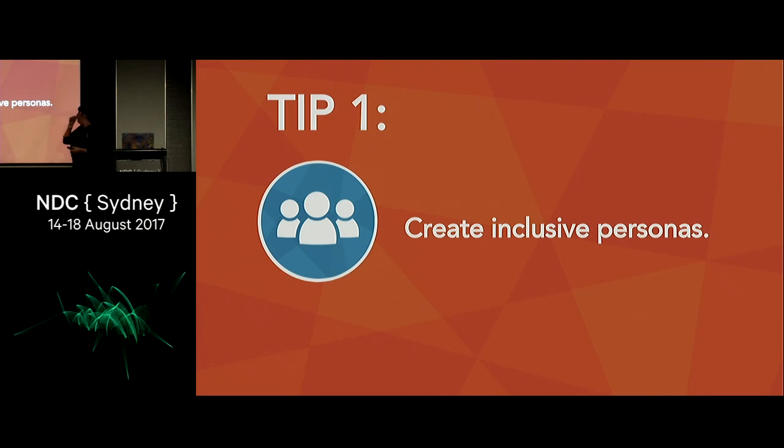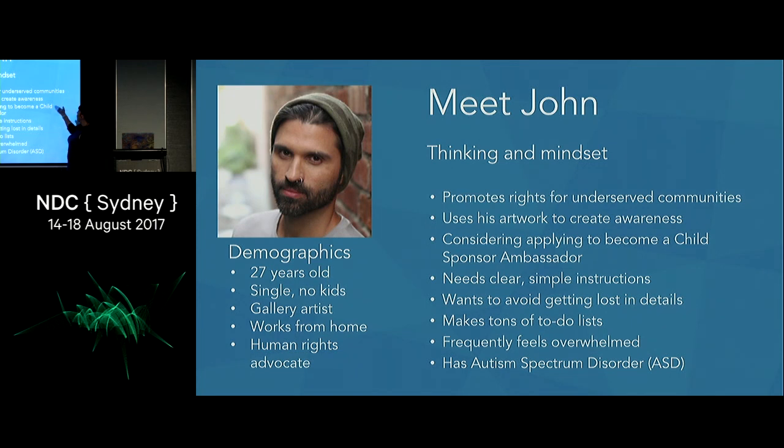So tip number 1, we recommend creating what we call inclusive personas. And I'm going to send you guys this deck so we don't have to go too deeply. We usually go through this exercise with client teams. The idea is that you don't need to create personas that are your disability personas. You create the personas that you normally would for your product, and you just think about them in a more inclusive way. So an example, this is John, and he's 27 years old.